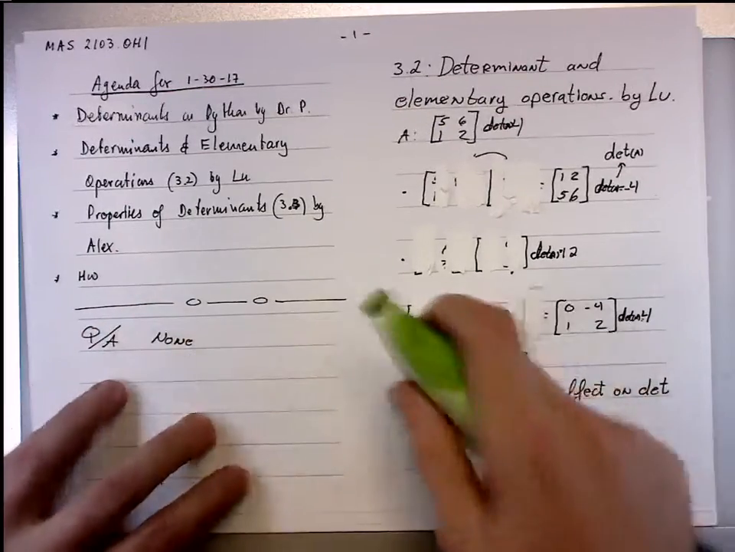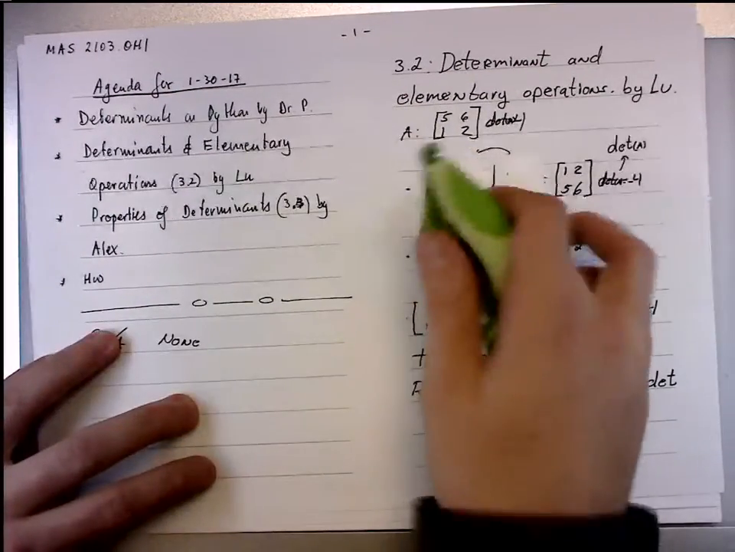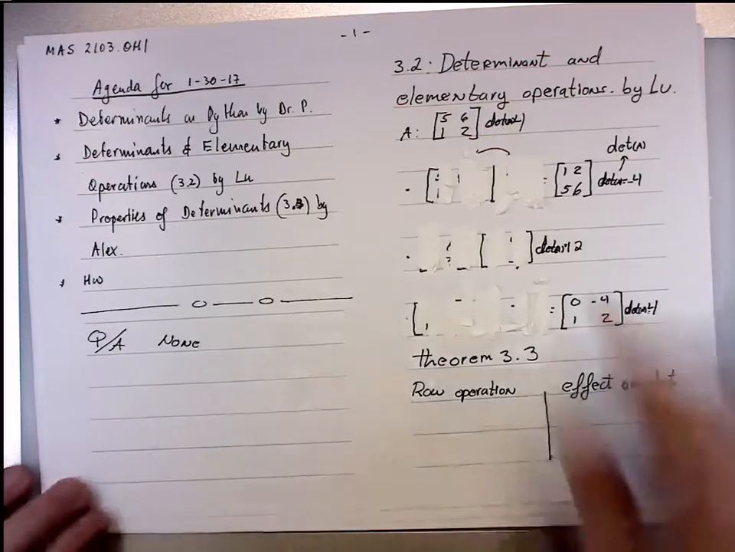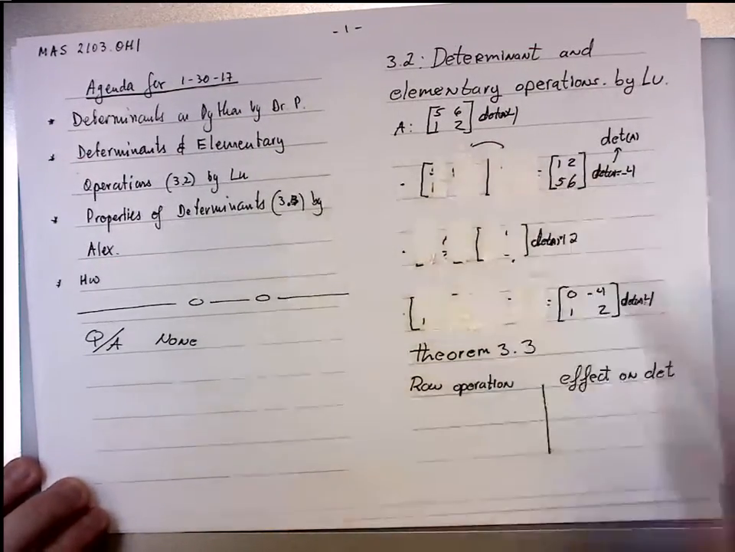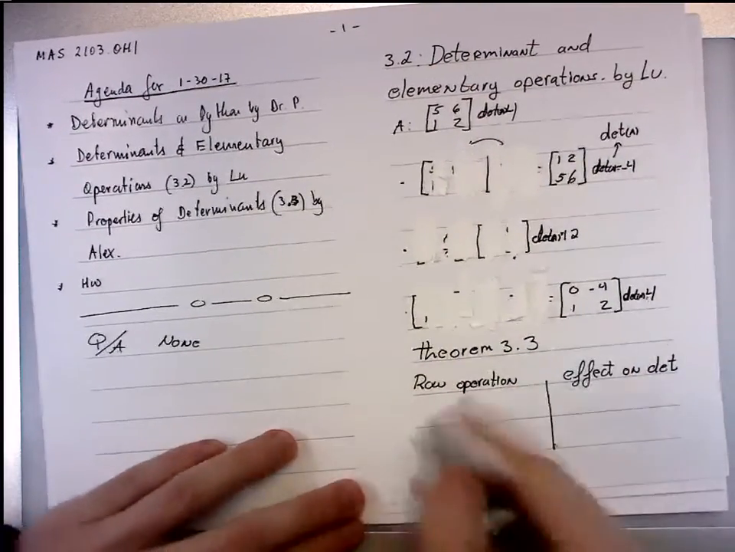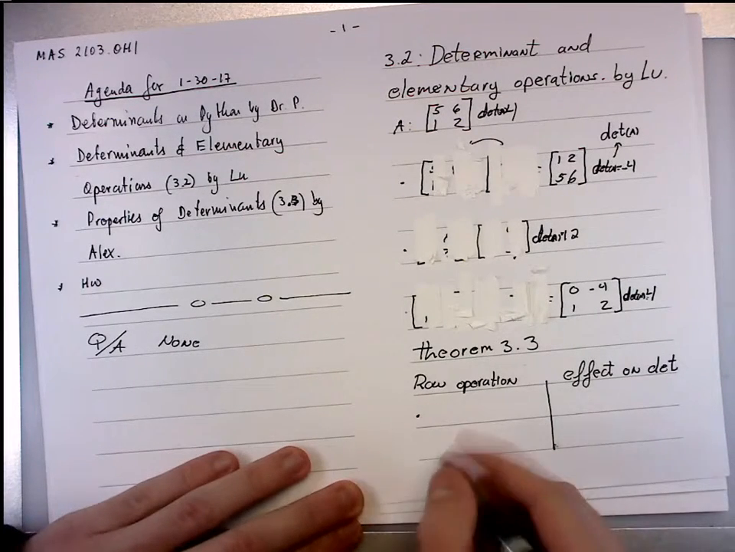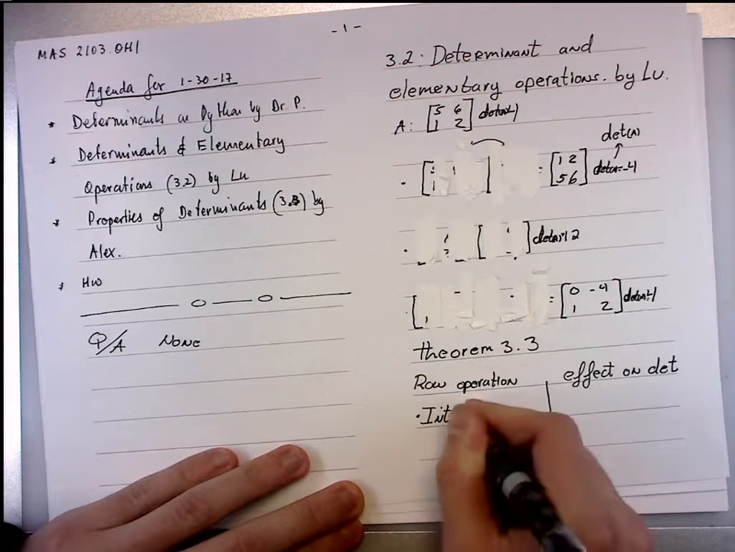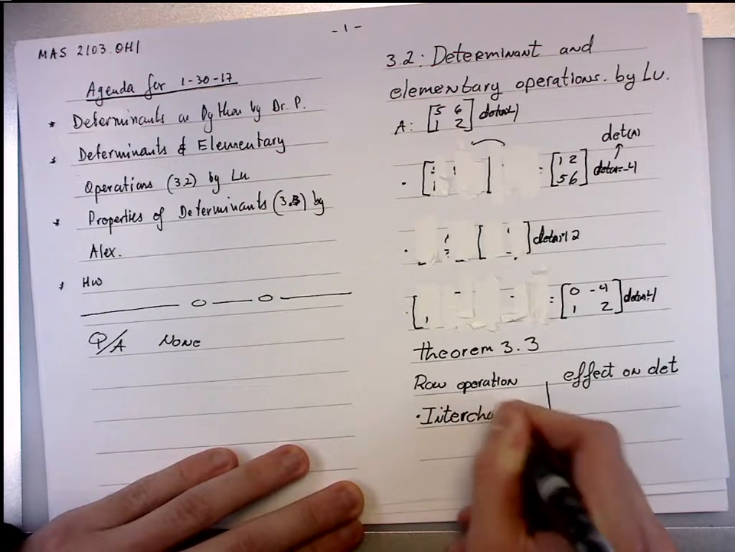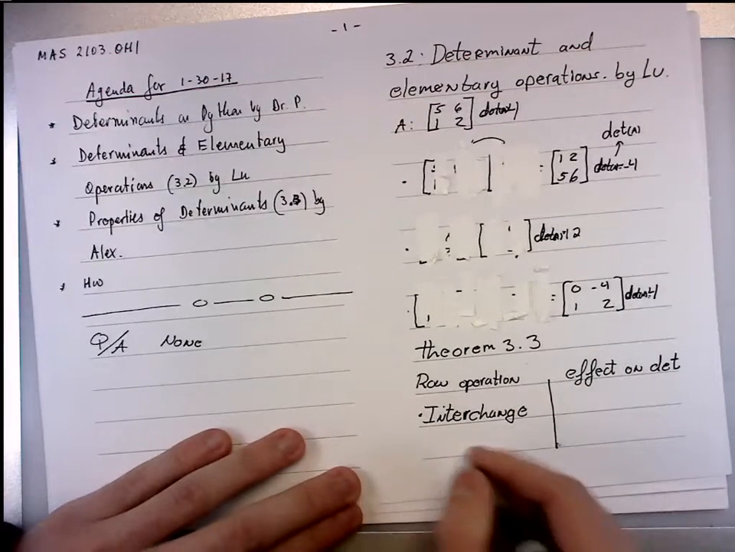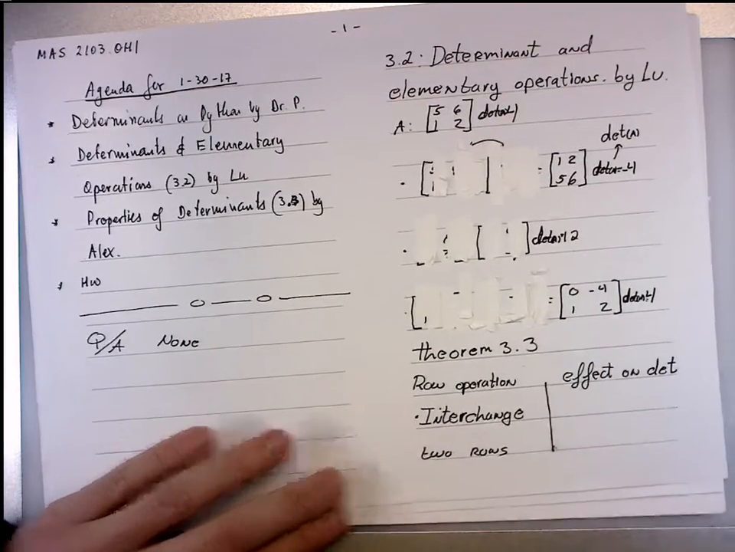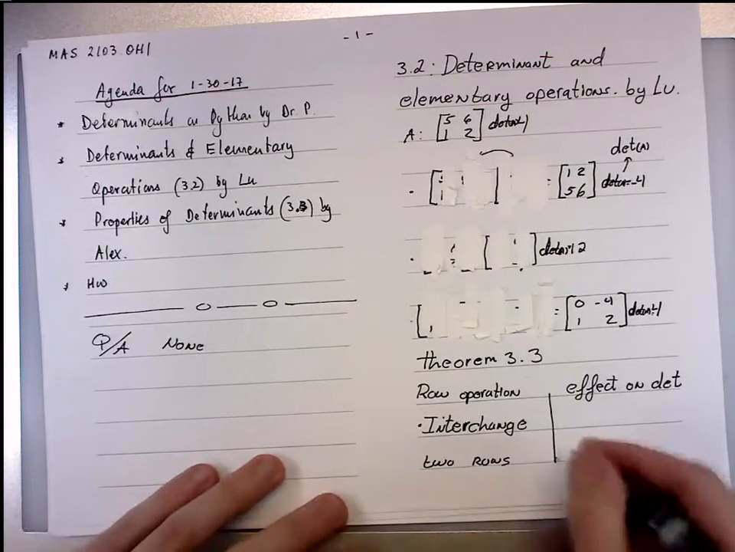Before I start rewriting all of this, I prefer doing it after so we don't lose any time. I'm just going to give you the theorem so you know what's happening, because with the theorem you're going to understand it even if you don't have the examples. All right, fair enough. So the theorem goes: if you interchange two rows, then the effect on the determinant is going to be a change of sign.